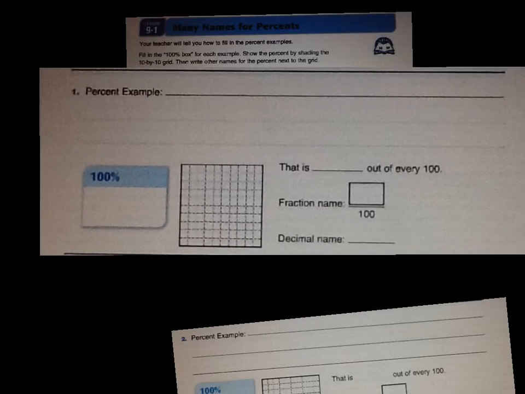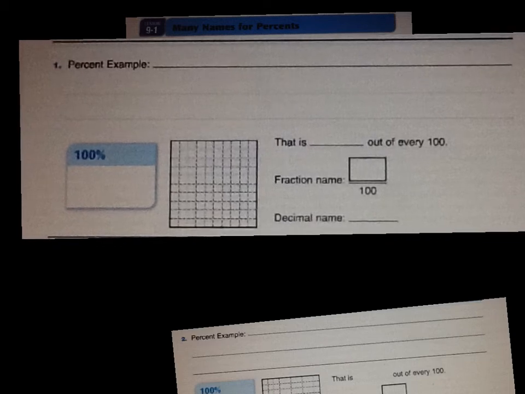Let's take a look now at number 1. We're going to have to fill in the example on the line. Alright, everybody should copy this next example with me in your own math journals. It says Jim answered 76% of problems correct on his math test.